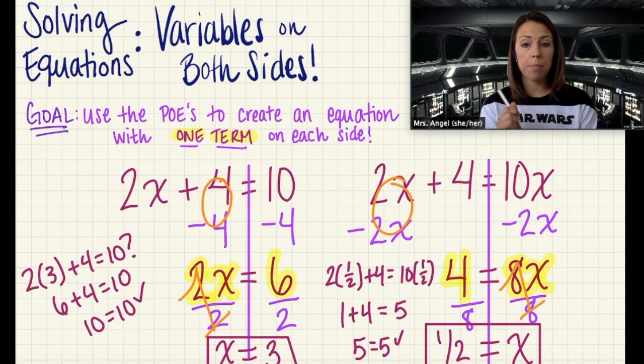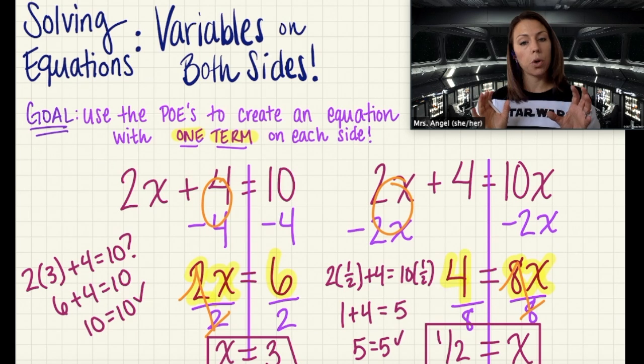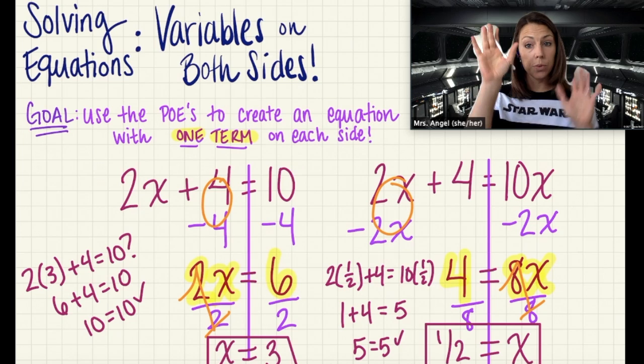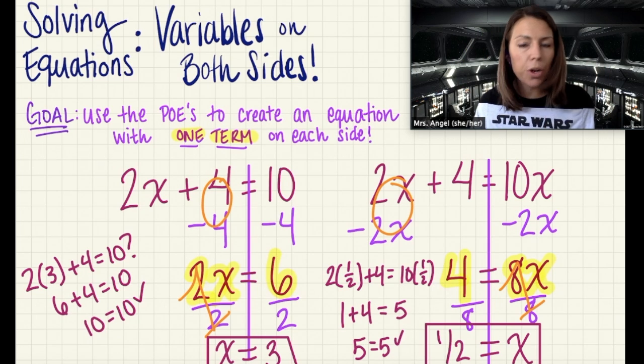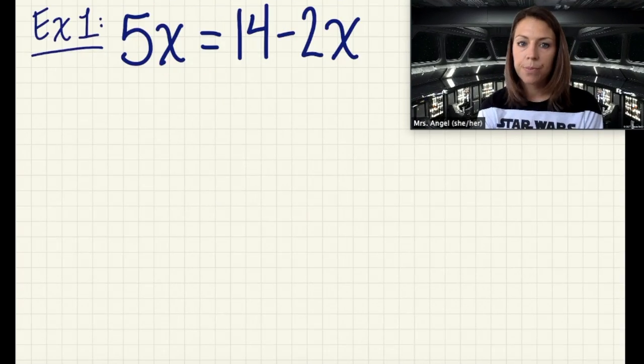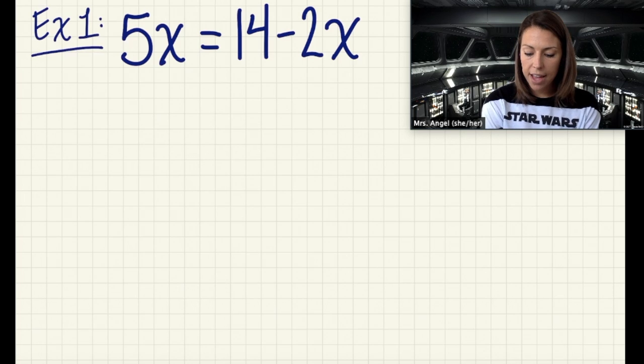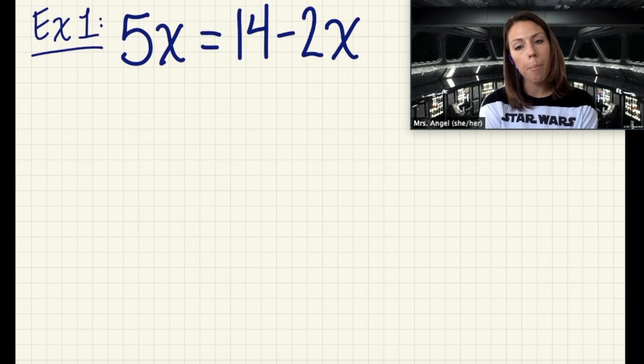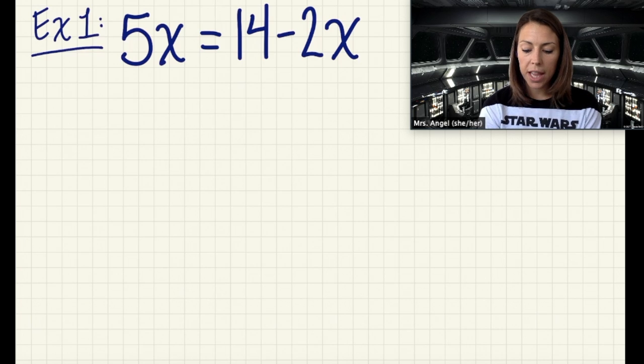So let's keep that in mind. If you can use your properties of equality to get your equation down to a single term and a single term, you can pretty much solve any equation that's thrown at you. So let's look at our first example. Example 1, 5x equals 14 minus 2x. So if you would like to try this example on your own, go ahead and do so now.